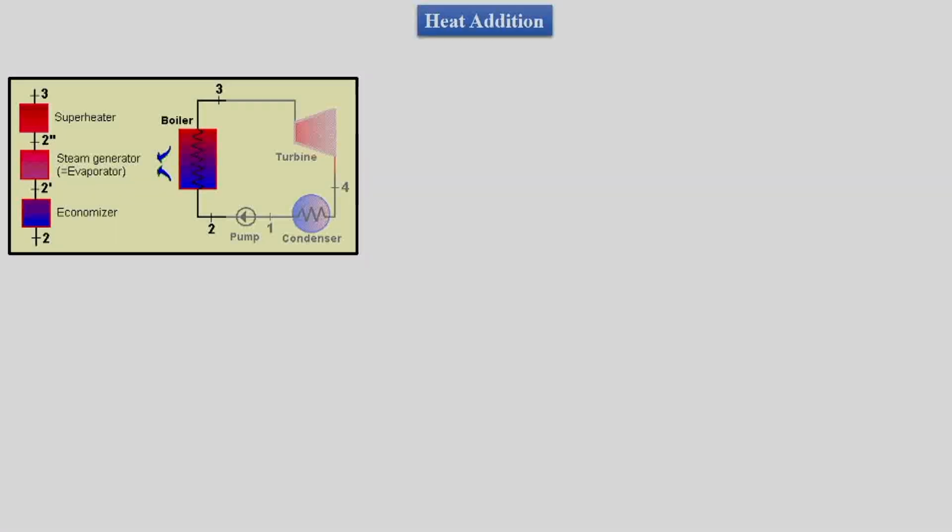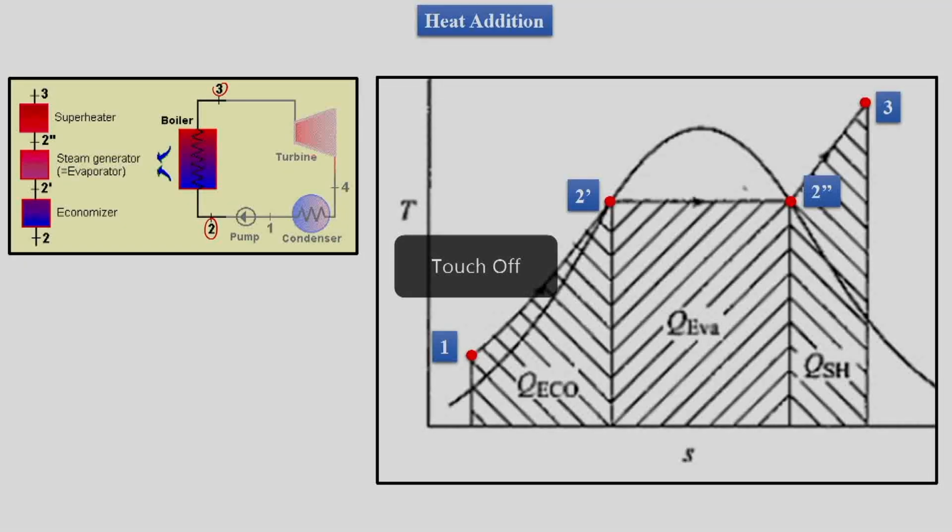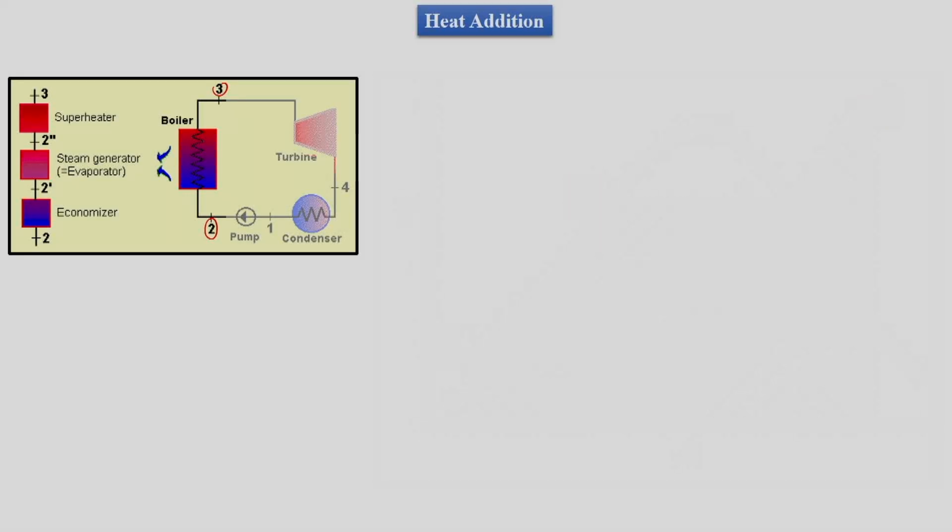Then we have the discussion about heat addition. We said that process 2 to 3 is heat addition, as can be seen here. Process 2 to 3 is the heat addition process in the boiler. So the process of heat addition, as we can see, is getting done in the boiler, where 2 to 3 is the process of heat addition in the steam power plant.